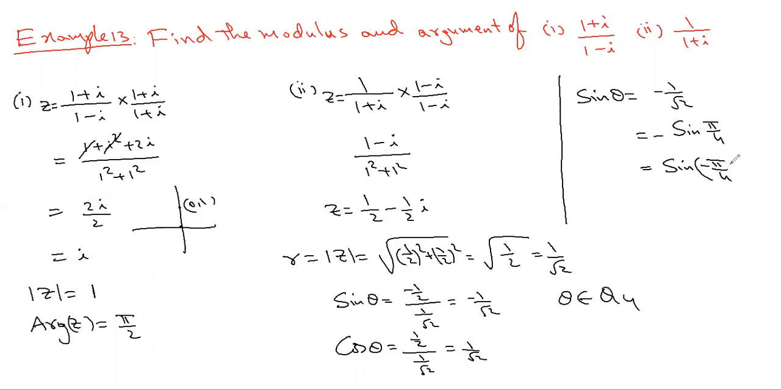So you can also write this minus sine pi by 4 as sine of 2 pi minus pi by 4. But if you write 2 pi minus pi by 4, that value will exceed pi. The principal argument has a restriction to lie between minus pi to pi. That's why we are taking it like this. And if you verify this equation with cos of minus pi by 4 also, you'll get 1 by root 2. So the argument of Z equal to minus pi by 4.